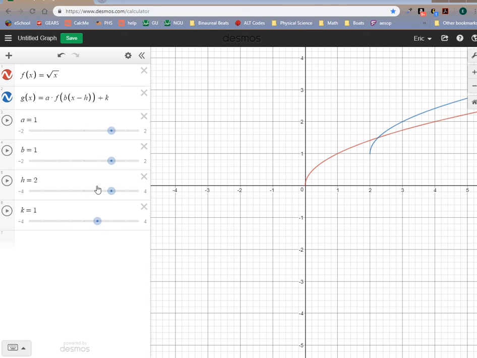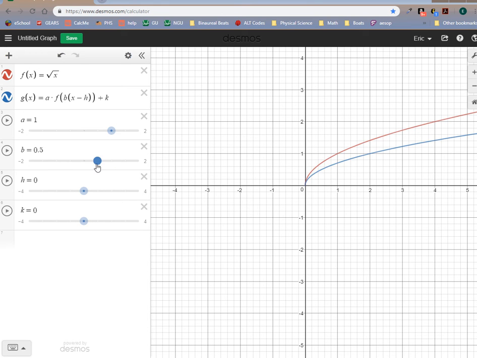So there's a translation, right? We've got K is 1, H is 2, so we translated the vertex. We should start off with B as 1 and A as 1, right? So we know that if I drag B down to a smaller value, it's going to horizontally compress it, right? Let's untranslate it first. If I drag B down to a value smaller than 1, it's going to horizontally stretch it, right?